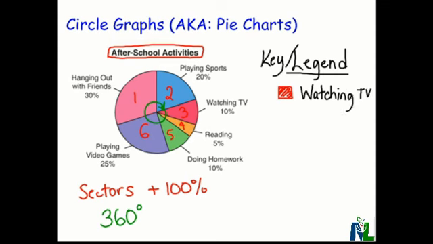So they'll label every single one. The blue one is playing sports. So you'll have a little key over on the side, and that'll help you, especially if your circle graph is small and you can't fit all of the words into your circle graph.